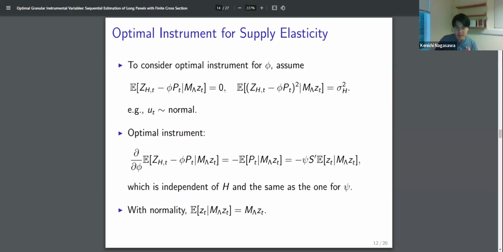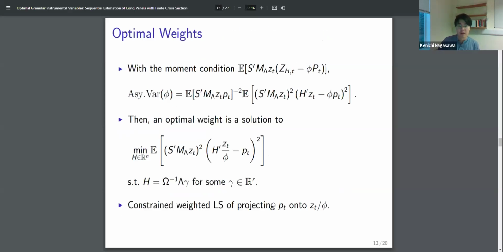And this is nice, but it doesn't mean that the choice of H doesn't matter for the asymptotic variance of the GIV estimator, because the optimal instrument doesn't depend on H, but the asymptotic variance of the GIV estimator can still depend on H, and actually it does depend on H. So this is the first part. Whatever the H you choose, the optimal instrument takes the same form. So that makes the analysis a little bit easier. And so again, with normality, we just have the linear part of the instrument. So, using this linear instrument, we can characterize.